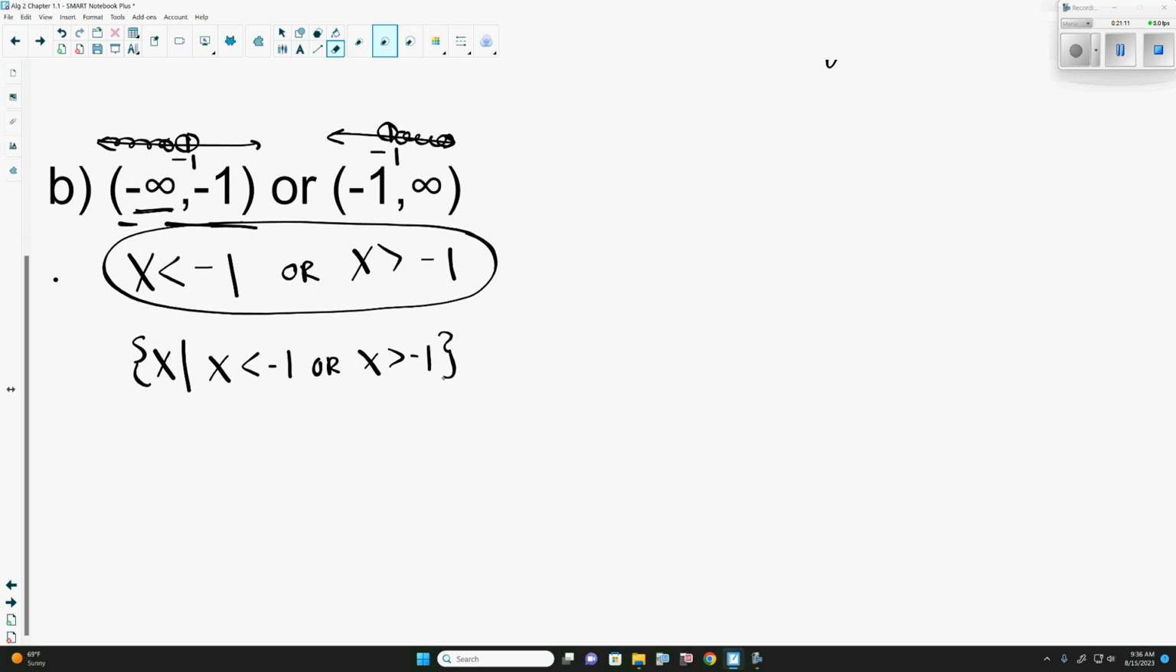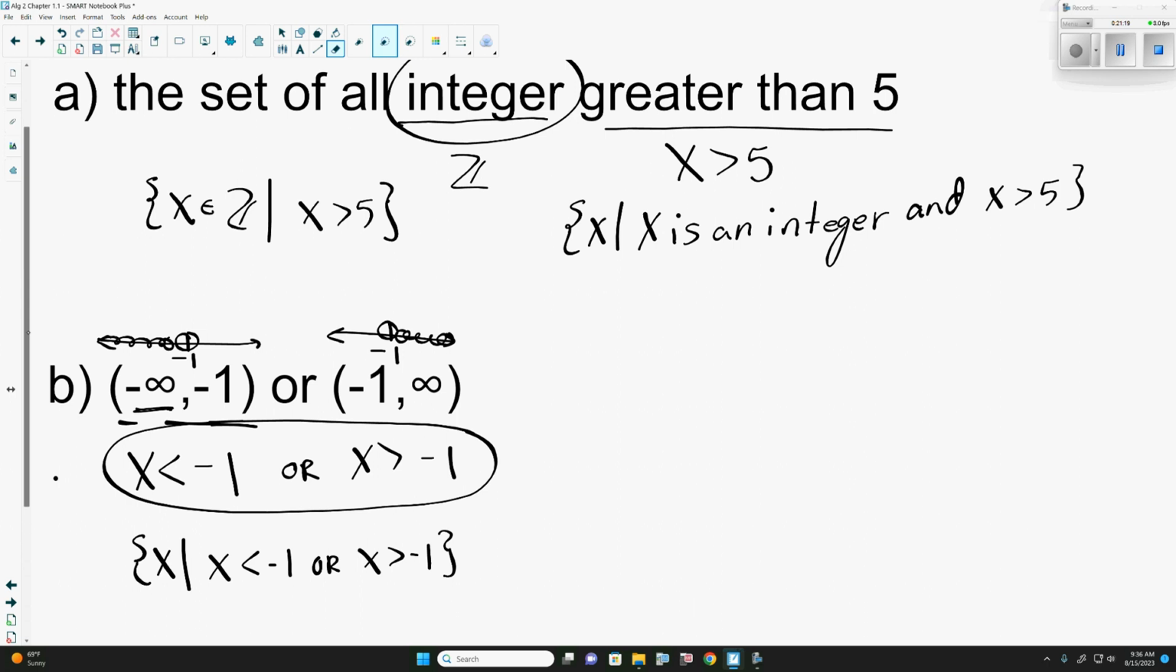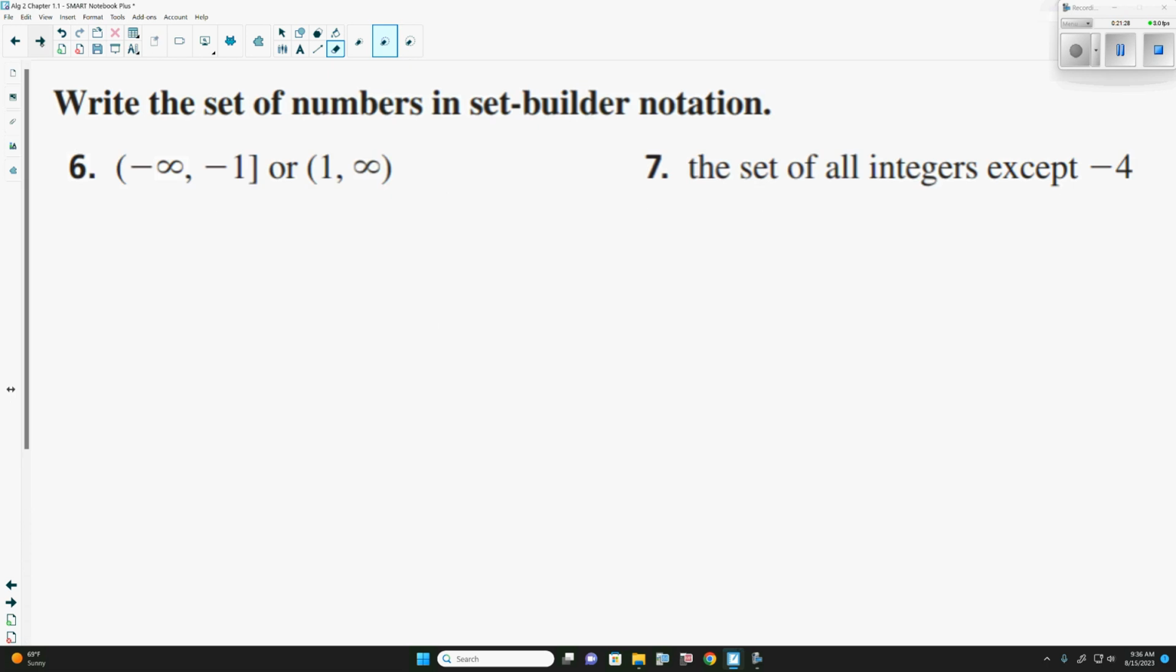Questions on B? Any questions on either one of these here so far? Are you ready for the next one? Negative infinity, comma, -1 bracket, or 1 comma infinity. So again, the first thing we need to do with this here is rewrite these as an inequality. So we can start off with negative infinity, comma, -1.